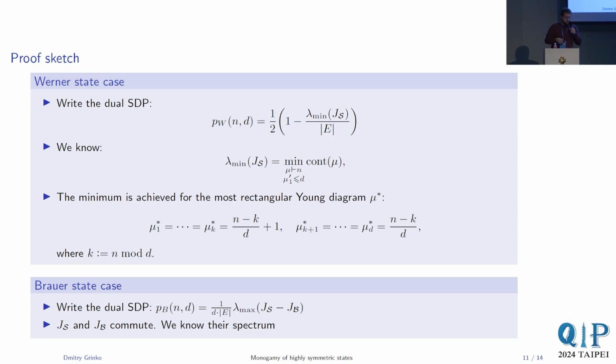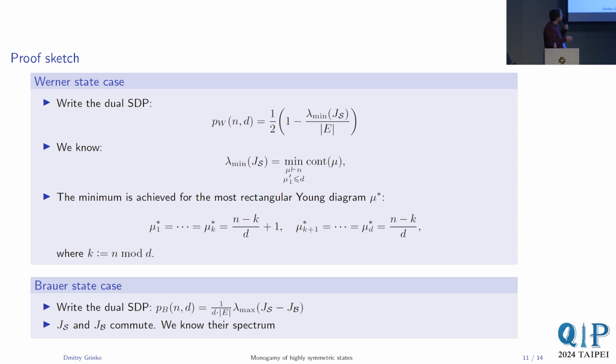And if you have this visual understanding of the content, it's clear that the minimum is achieved for the most rectangular Young diagram possible, right? Because you want to make each column as big as possible, but we have this restriction that the size of each column is at most d.